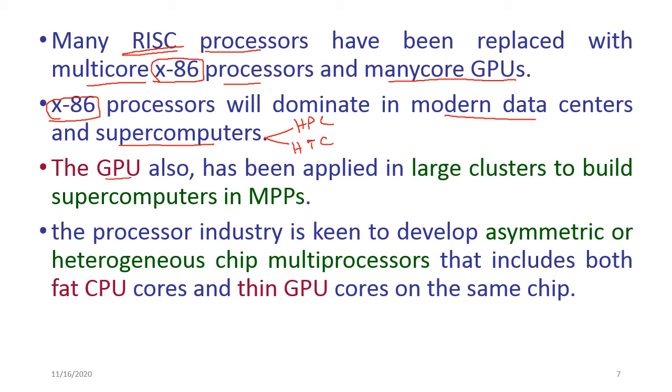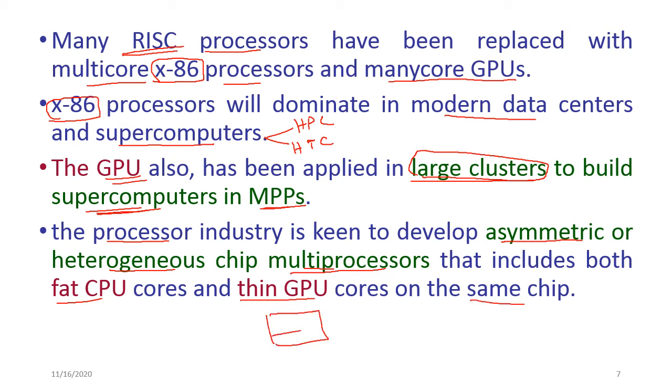And the GPU is applied in large clusters to build supercomputers in massively parallel processing also. That is, the large clusters will be developed by using these supercomputers in massively parallel processes. And the processor industry is now doing research in asymmetric or heterogeneous chip multiprocessors. That means this processor will include the fat CPU and thin GPU cores in the same chip, that is, one single chip contains both CPU and GPU.